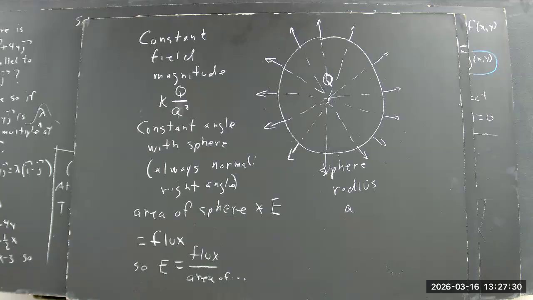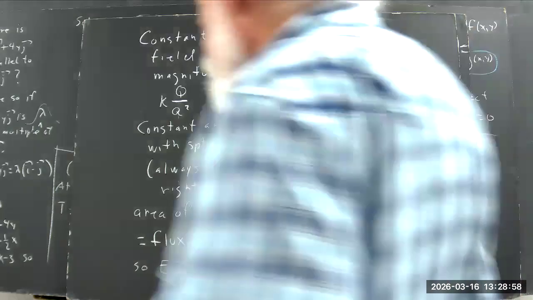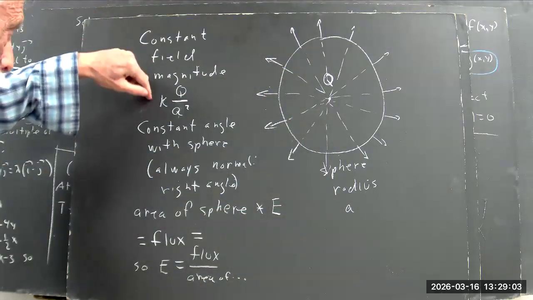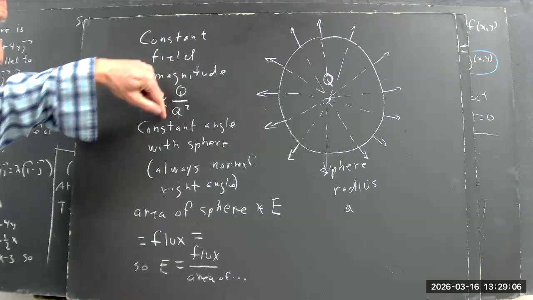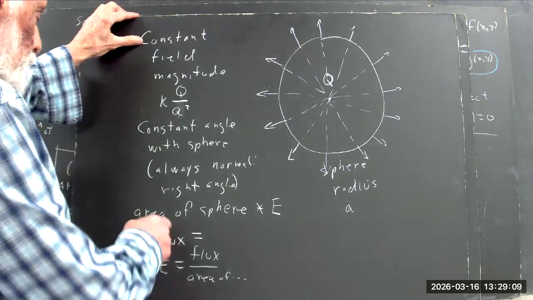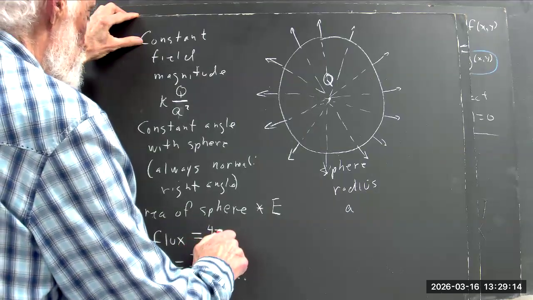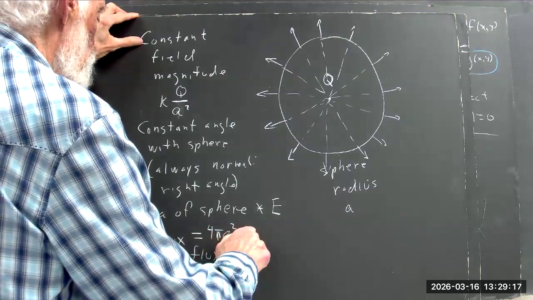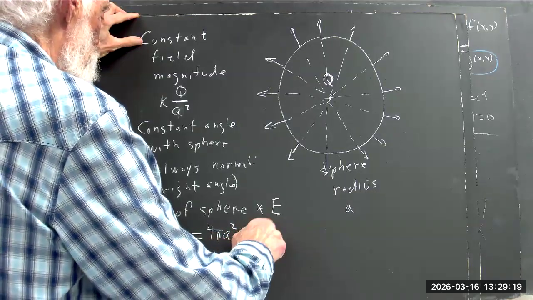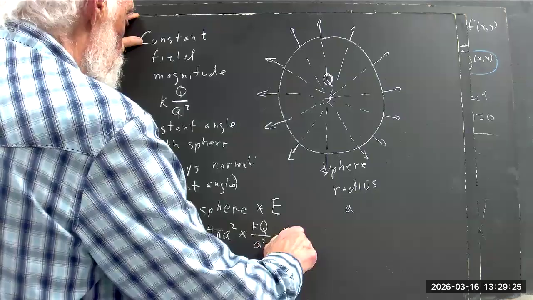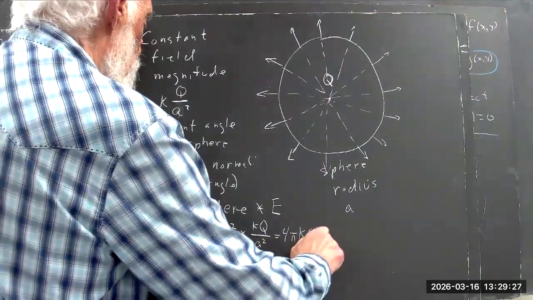And to that advice, what's the flux? Well, in this case, for this sphere of radius a, the field magnitude at the surface is kq over a squared. The flux is the area times the electric field. The area is 4 pi a squared multiplied by kq over a squared, which is 4 pi kq.